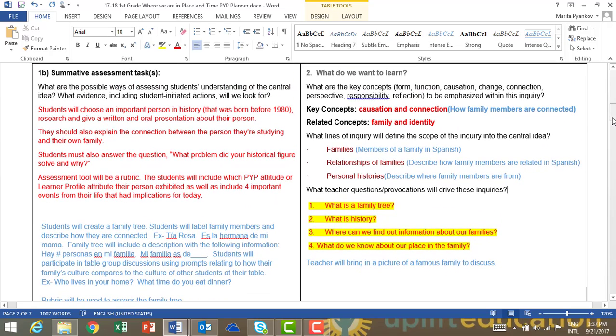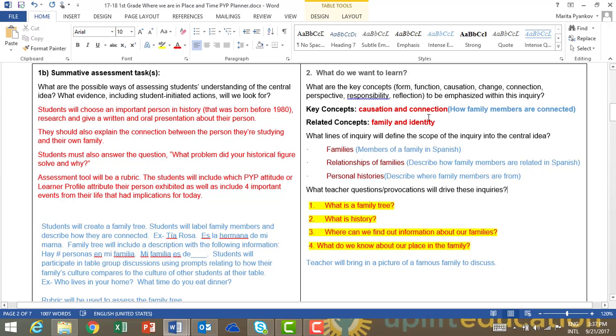Okay, so if we come over here to box 2, there are a lot of different things in this box: the key and related concepts, lines of inquiry, and the provocation. This box should directly reflect the central idea. These key concepts come from Making the PYP Happen, pages 15 to 19. And what I did, again, because I was connecting to the classroom, I wrote mine in blue. So I did not add or change any of these concepts or any of these lines of inquiry. I just showed how I would connect.